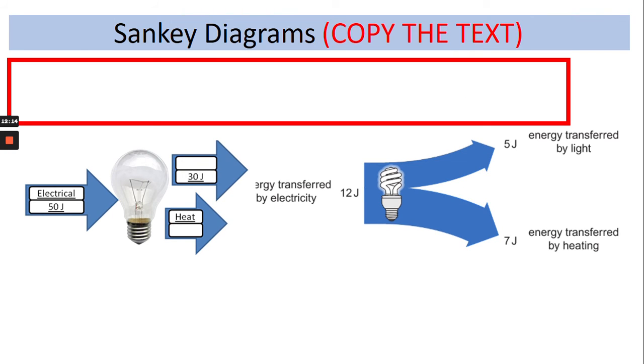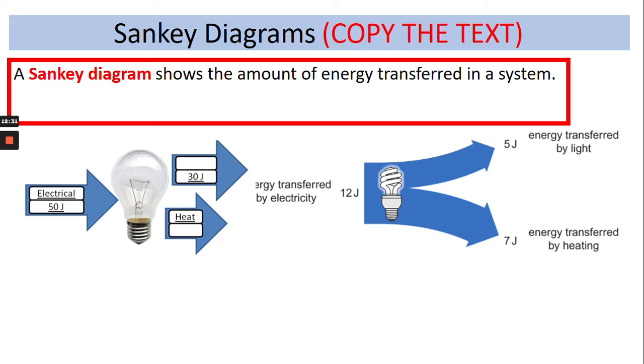Okay, so the next thing I would like to talk with you about is Sankey diagrams. Now I will spend a few minutes of tomorrow's lesson talking about Sankey diagrams as well, but we need to understand a few concepts about Sankey diagrams today. Sankey diagrams show the amount of energy transferred in a system. This system can be a light bulb, a heater, a toaster, a hairdryer, anything like that. So the first thing I want you to do is pause the video now and write down in your books this sentence.